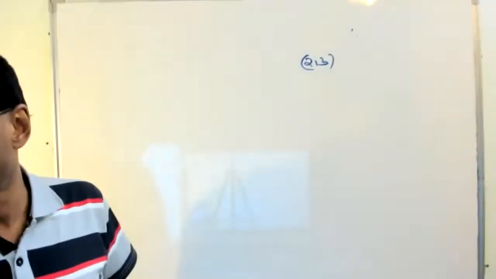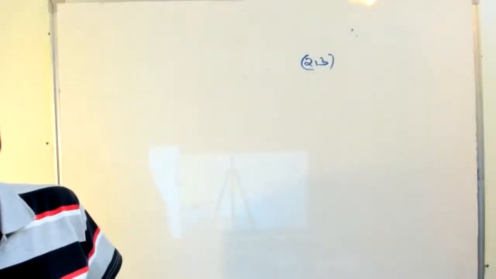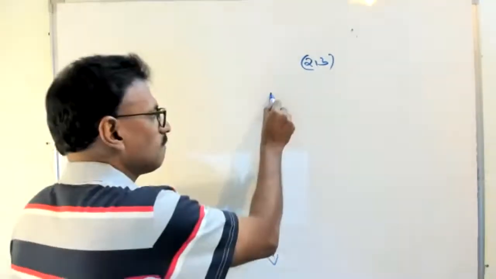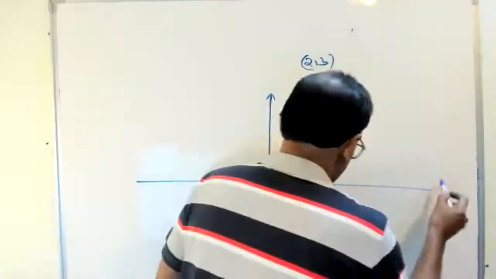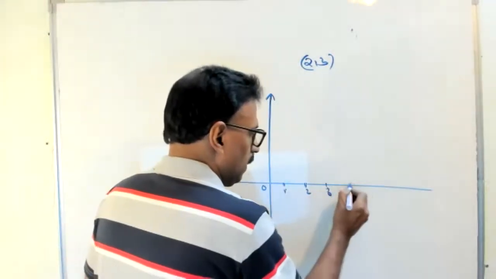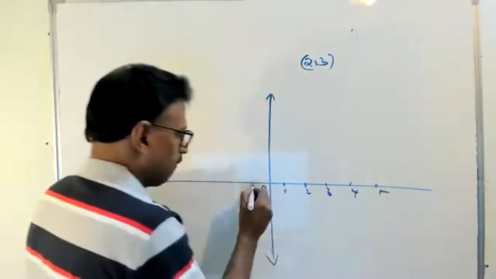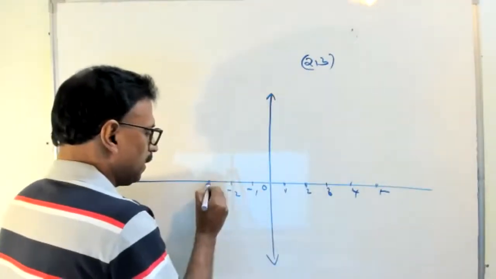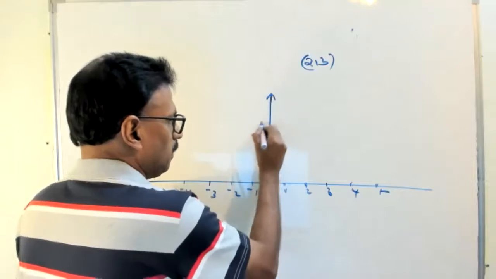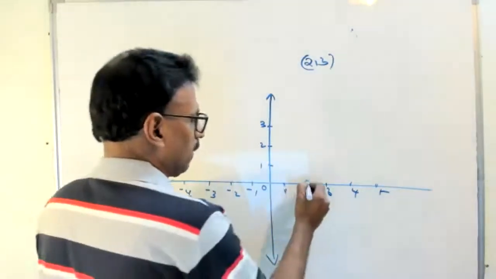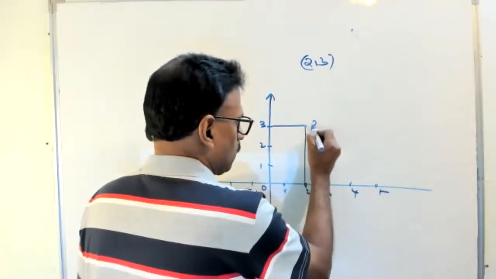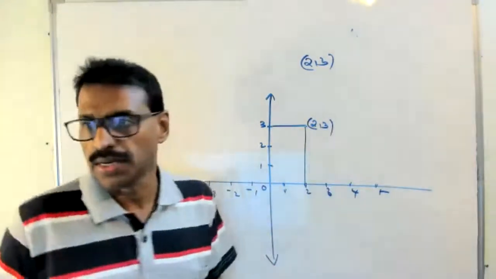Okay, I'll show this one. Don't write now. Find the mirror image of 2, 3. Listen. Better you draw it. Look. 1, 0, 1, 2, 3, 4, 5, and -1, -2, -3, -4. 1, 2, 3. Okay, 2, 3 is here. Look, this is our 2, 3. Agree or not?